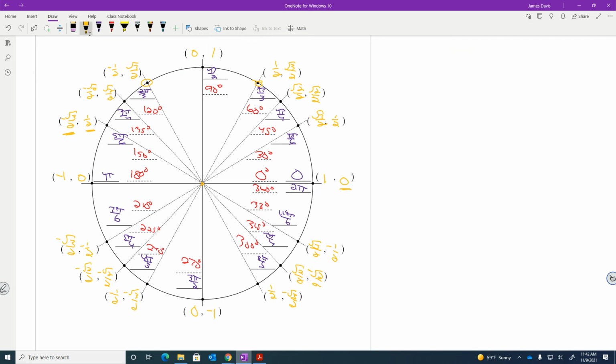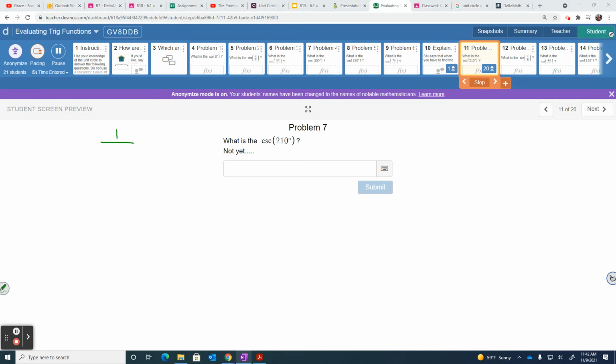So the y there at 210 is negative a half. So you're going to have to keep, change, flip with that one. Keep, change, flip and simplify. See what we got here.